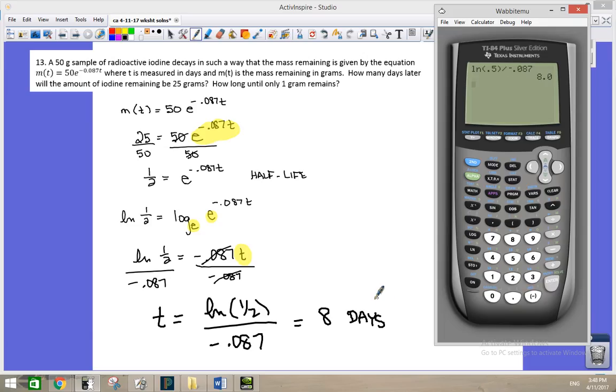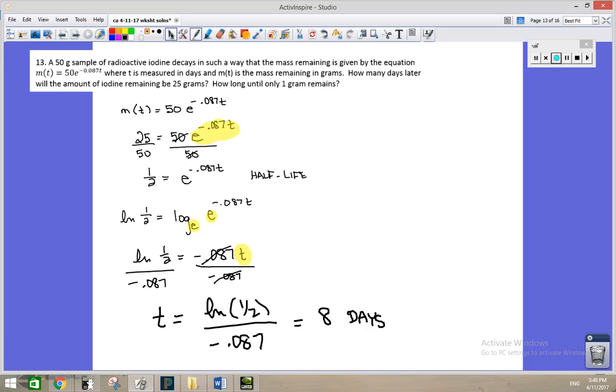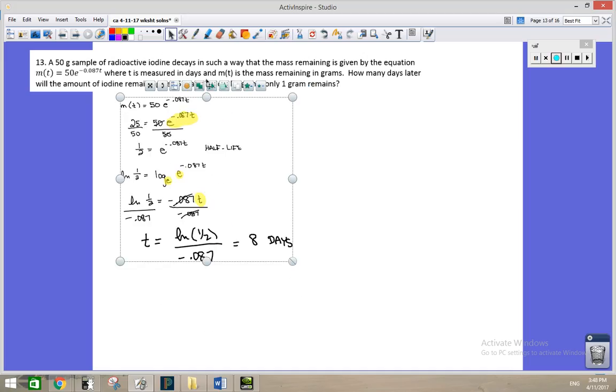There's our 8. All right. So in 8 days, half the material has decayed and half the material remains. So that 8 days is called its half-life. Now the problem asks us another question.